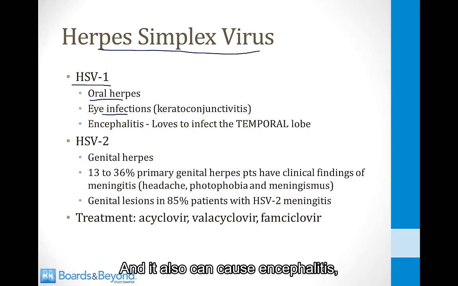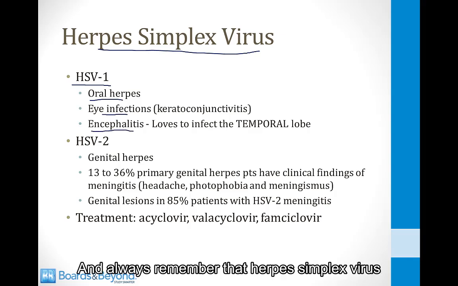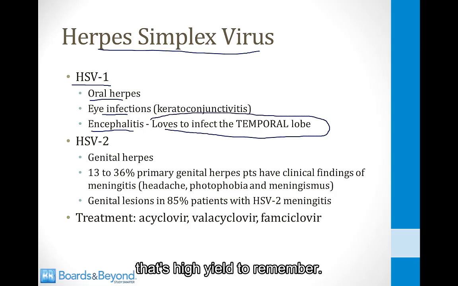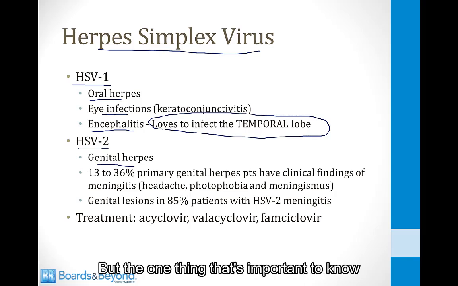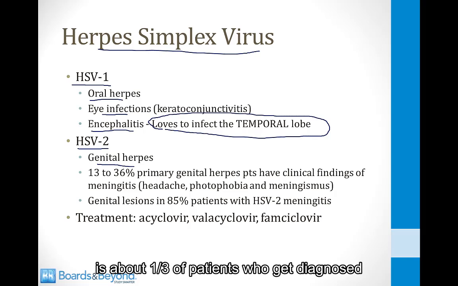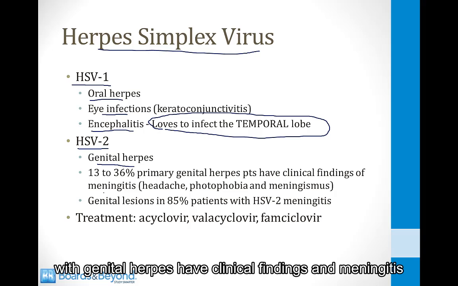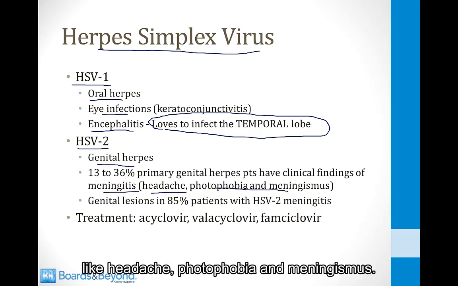And it also can cause encephalitis, which we'll talk about in a few slides. And always remember that herpes simplex virus loves to infect the temporal lobe. That's high yield to remember. Now, herpes simplex virus 2 is what causes genital herpes, but one thing that's important to know is that about a third of patients who get diagnosed with genital herpes have clinical findings of meningitis, like headache, photophobia, and meningismus.